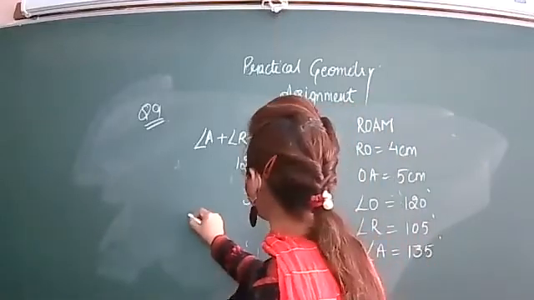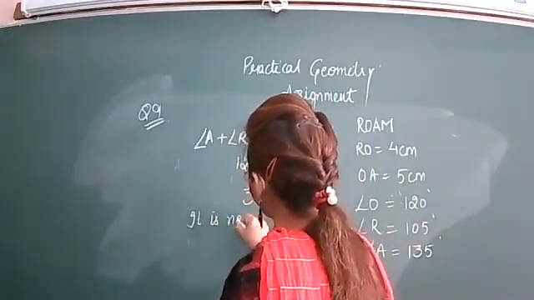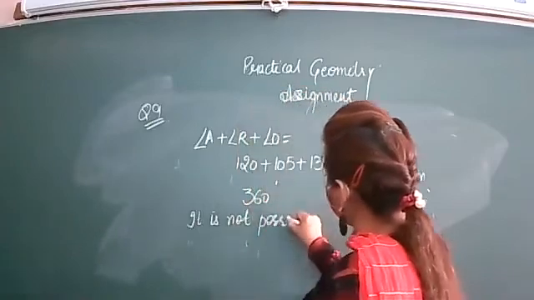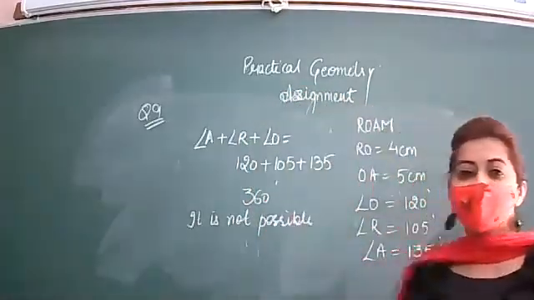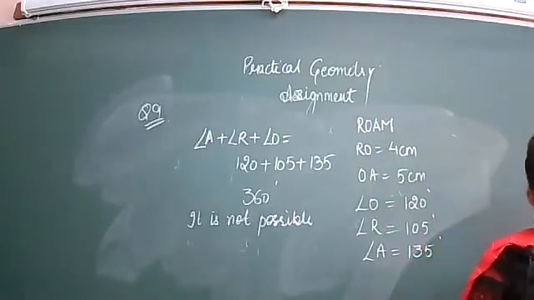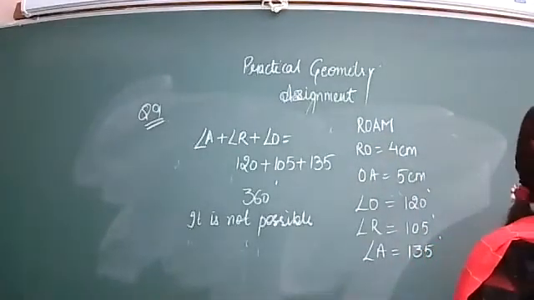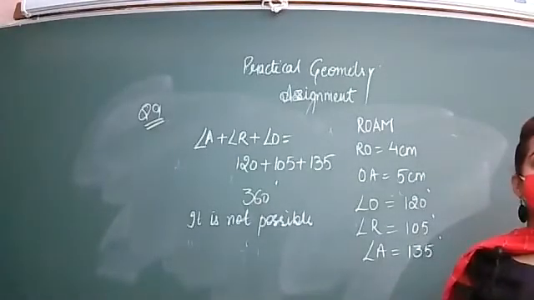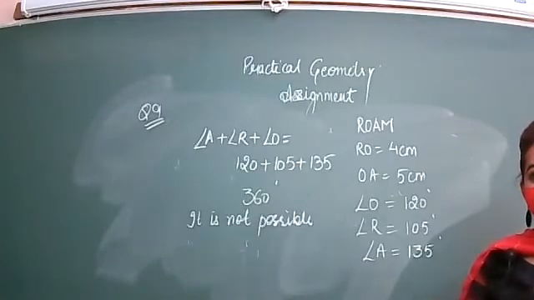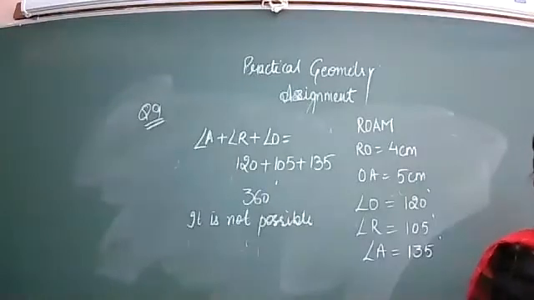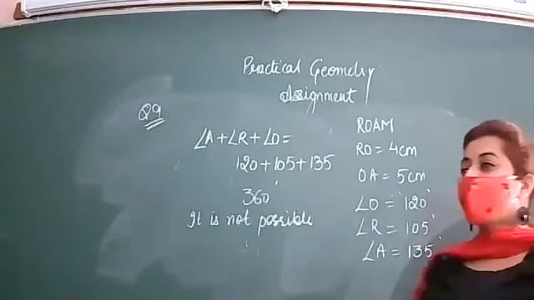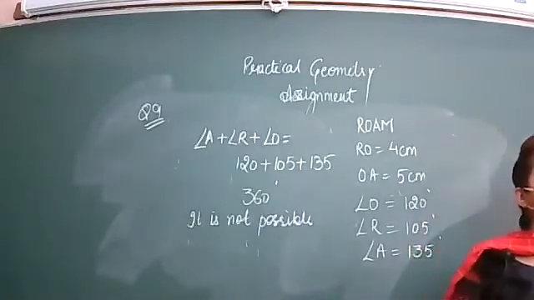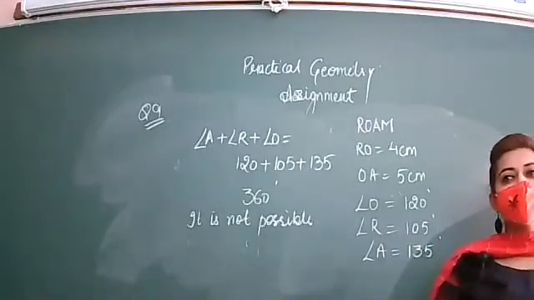You will write here: it is not possible to draw a quadrilateral because the sum of 4 angles should be 360 degrees.